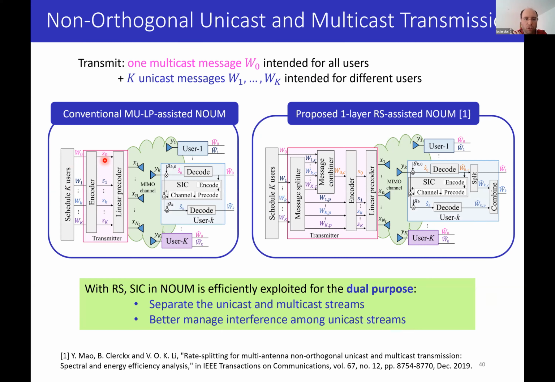And what do you do at the receiver? Now you have to use SIC, and the SIC is used to separate the multicast stream S0 from the K unicast streams.